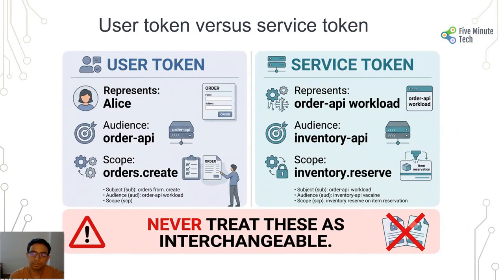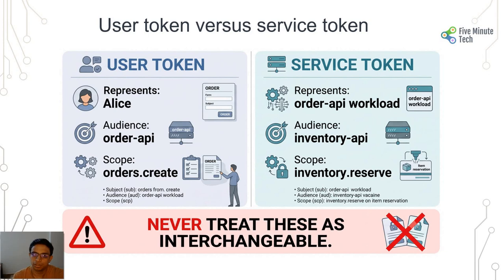Now, user token versus service token, what are the differences? The distinction is one of the most important parts in our architecture. The user access token represents a person, that is our Alice as a user. It might say Alice can create an order for ACME, that is the tenant she belongs to, and a service token represents a workload. It might say the order API can call an inventory API to reserve the stock.